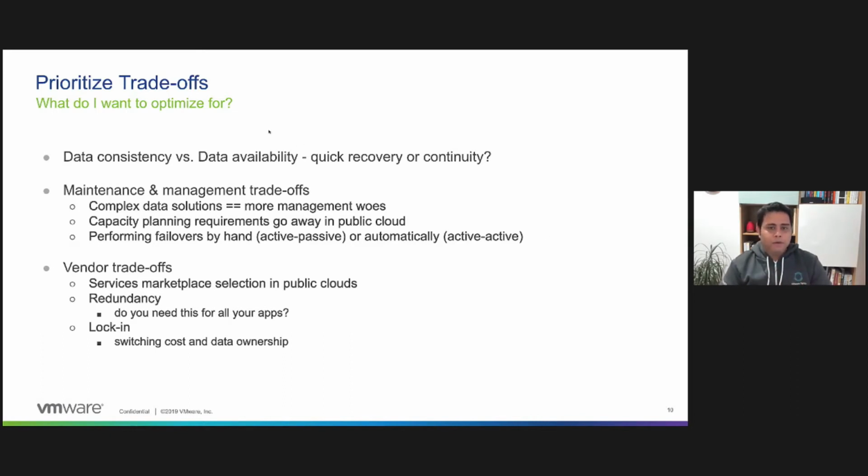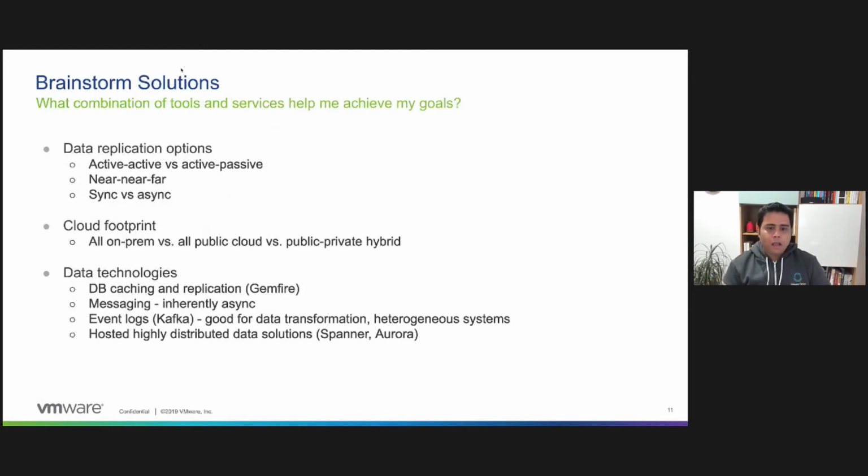Or are you likely to keep that option with you, retain that option to be able to move your data around within different public clouds? And with all of those points, so the business outcomes, the limiting factors, and the trade-offs, you can come to the stage where you start to brainstorm solutions.